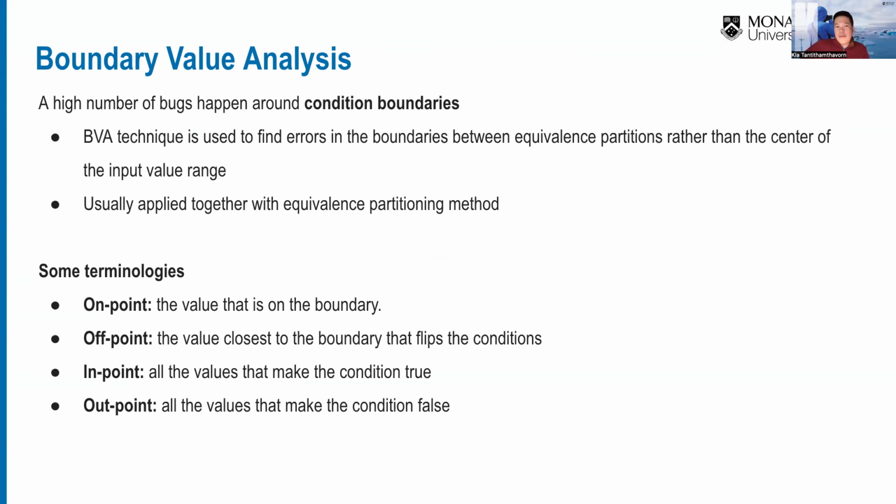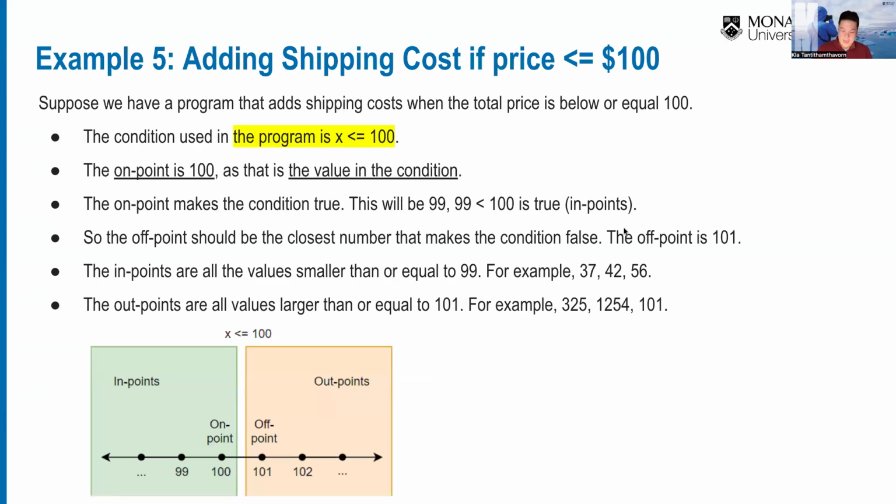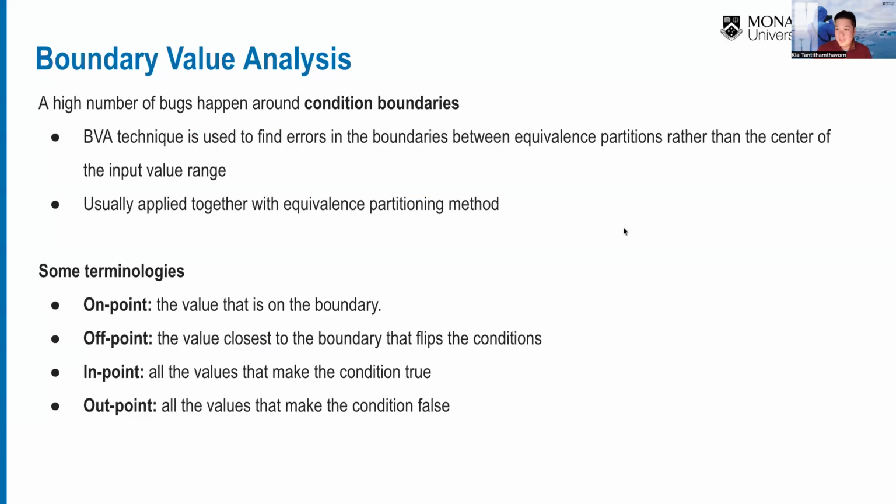What happened is that some study found that most of the bugs are found around the conditions of the boundaries. Because if I put a less than or greater than without the equal, the implementation is already wrong. That's why we will learn about boundary value analysis, which is more effective than equivalence partitioning testing. Okay, there are some terminologies: on point, off point, in point, out point, whatsoever.